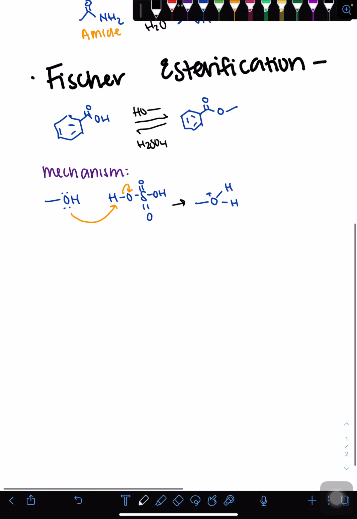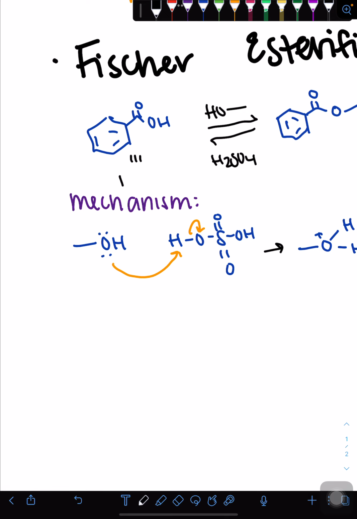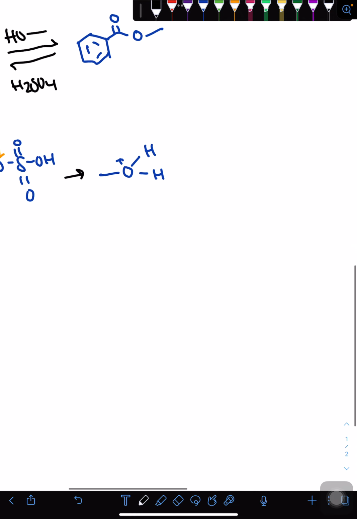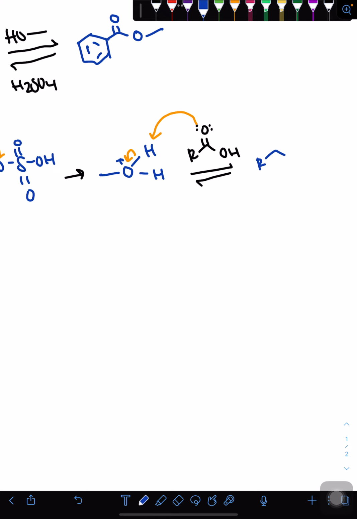And if we react it with this, which I'm just going to write as R instead of continuing drawing the aromatic ring, with that, the oxygen here, because it still has lone pairs, is going to attack the hydrogen, and then this bond is going to go back to the oxygen, which will give us, remember I'm writing the R for the group, for the ring, and then the oxygen is still positive.